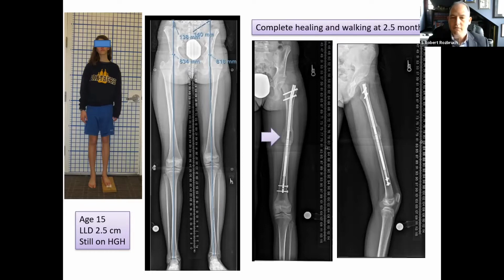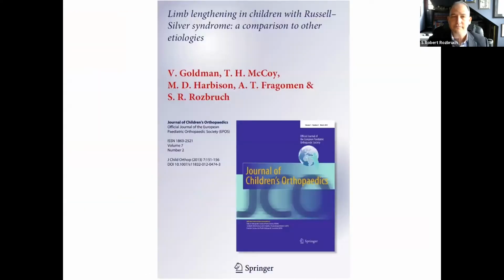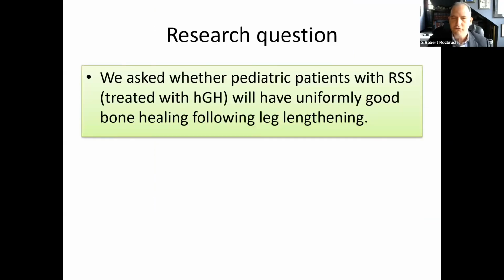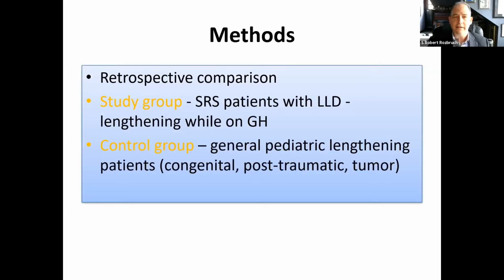You can see the regenerate formation is very robust at 2.5 months after a femur lengthening procedure. Now, we published our results several years back on limb lengthening in children with Russell-Silver syndrome in the Journal of Children's Orthopedics. And we asked the question of whether pediatric patients with RSS, all treated with HGH, would have a uniformly good bone healing following leg lengthening.